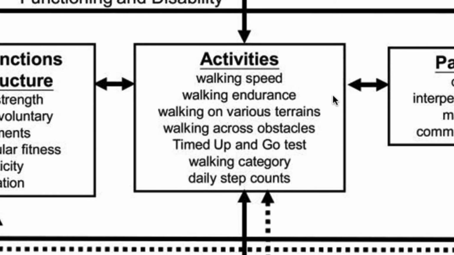We have different ways that we can capture walking as an activity. We can look at their speed, we can look at their endurance, see how they walk over various terrains or obstacles. We can use a functional outcome measure to measure their walking ability. And depending on the outcome measure that we use, we might be able to put them into a category. Like the 10-meter walk test has a home level ambulator, a limited community level ambulator, and an unlimited community level ambulator based on how fast they walk.